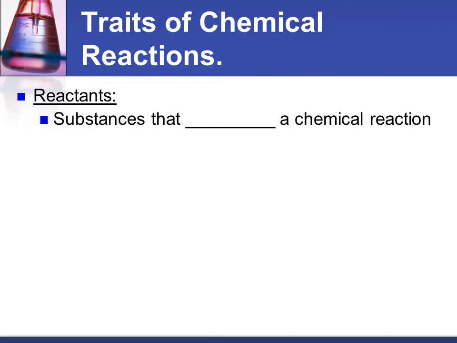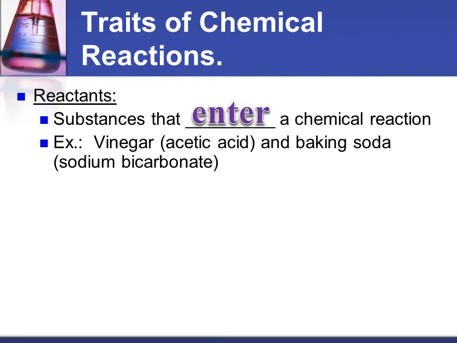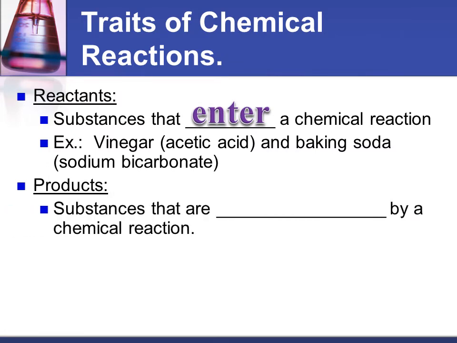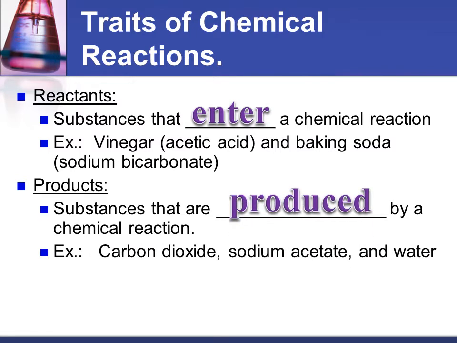Okay, so here are just general traits of chemical reactions. So we have reactants. Reactants are the substances that enter a chemical reaction. It's the stuff that you start with. So if you start with vinegar and baking soda at the beginning of a reaction and mix them together, those are the reactants. Products, that's pretty obvious, I think. Those are the substances that are produced or made in a chemical reaction. So in that vinegar and baking soda example, you would be making carbon dioxide, which would be your bubbles, sodium acetate, which would be the white stuff left over, and water.